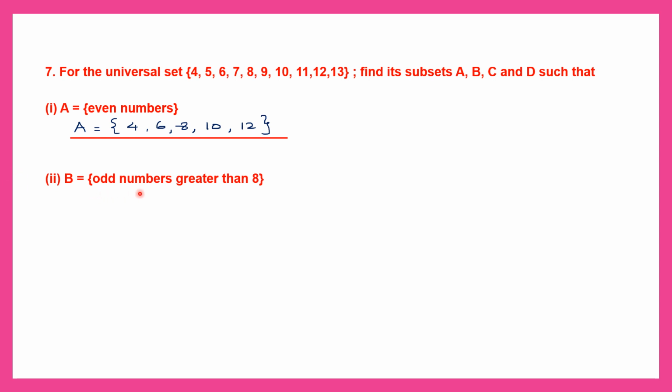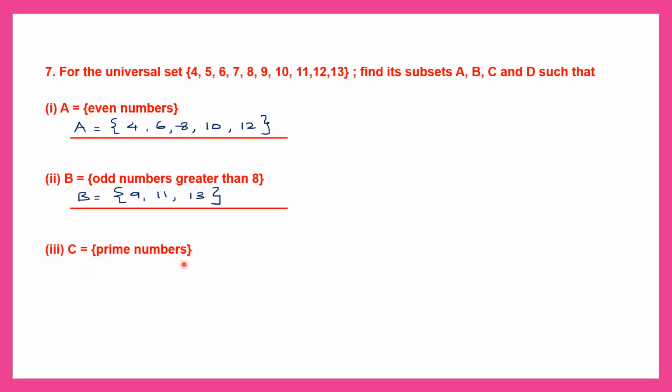Set B is odd numbers greater than 8. So let's see. Here we have 8. Now let's pick out all the odd numbers greater than 8: 9, 11 and 13. So let's write that down. Set B is equal to 9, 11 and 13.